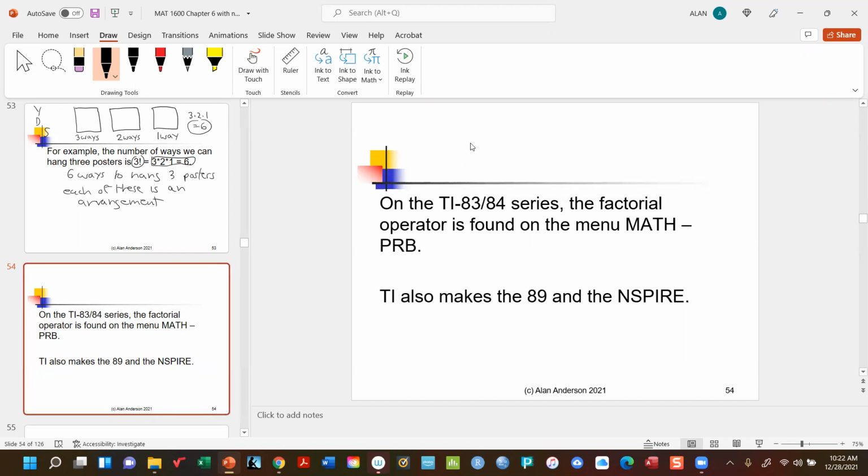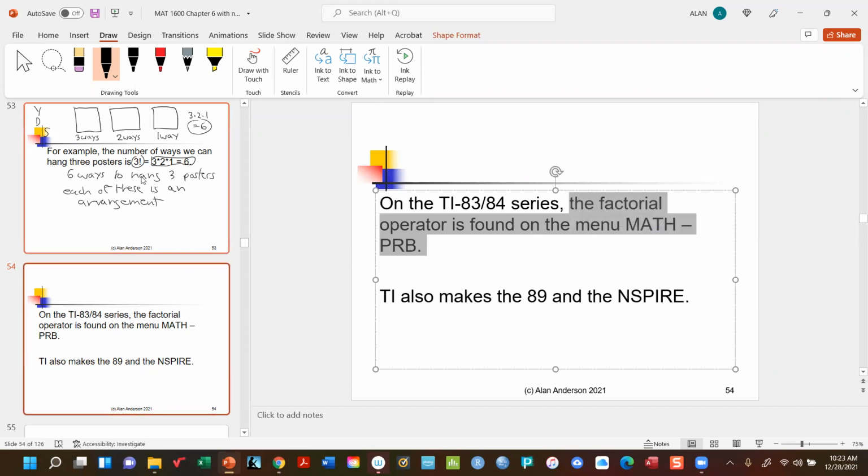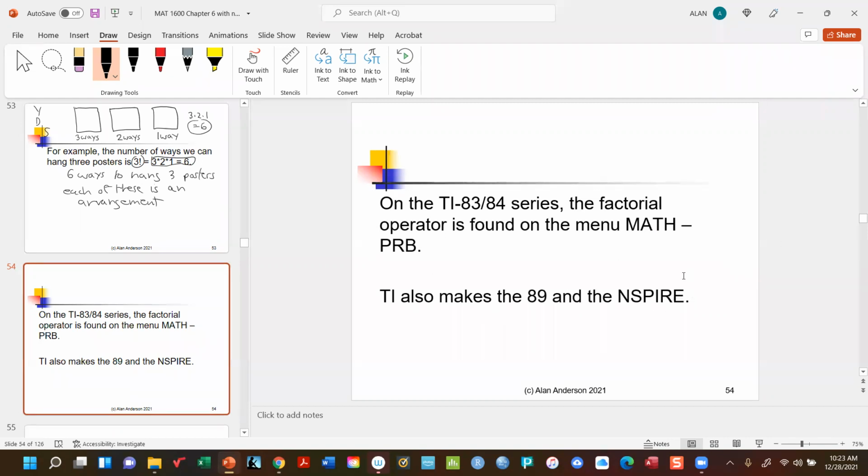If you happen to have those calculators, you can use these steps to calculate these values. If you have the more advanced ones, you'll have to look up the instructions on the internet, but they do have the capability of doing the same things. So the TI-83/84 is a very popular series. In fact, a lot of high schools require it, so you may actually have one. And if you do, this factorial operator is on the math probability menu.